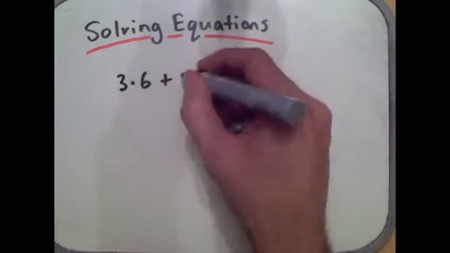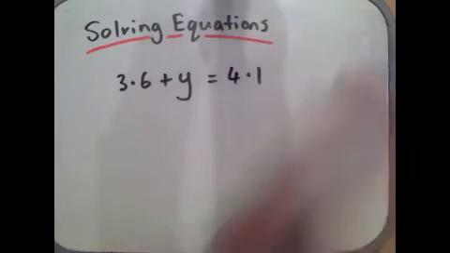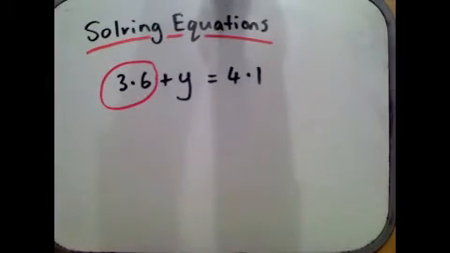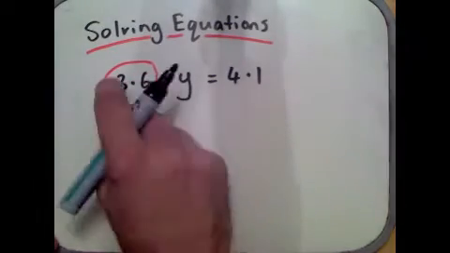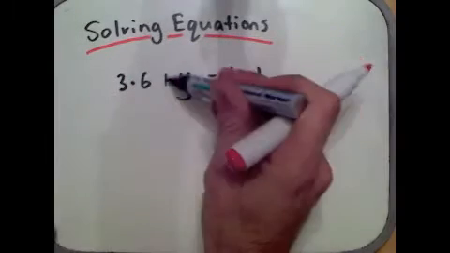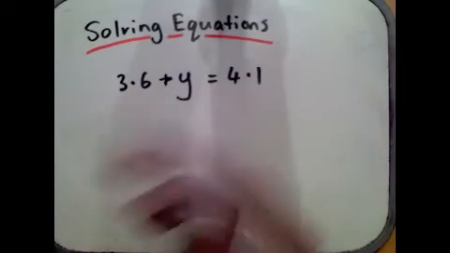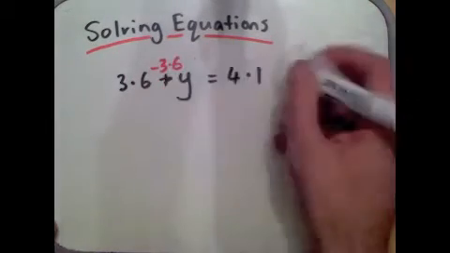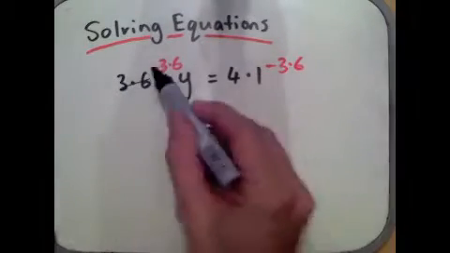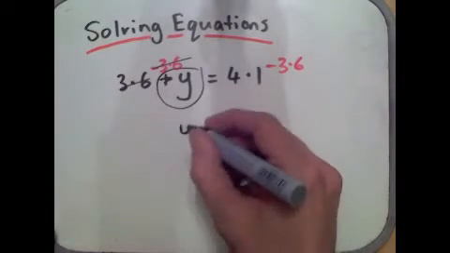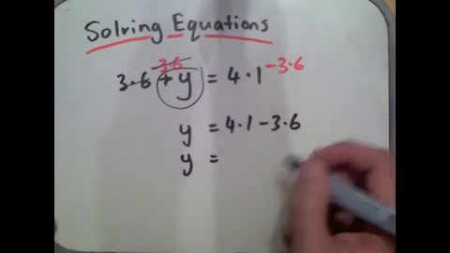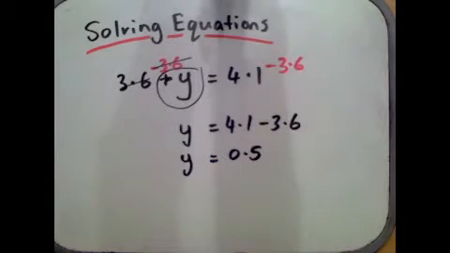Here we have 3.6 plus y is equal to 4.1. We've got 3.6 there. We need to remove that 3.6 to get y by itself. Now 3.6 is positive 3.6, so we've got to do the opposite. We've got to subtract 3.6. What we do to one side, we do to the other to balance it. So now we get positive y is equal to 4.1, subtract away 3.6, and there we get y is equal to 0.5.